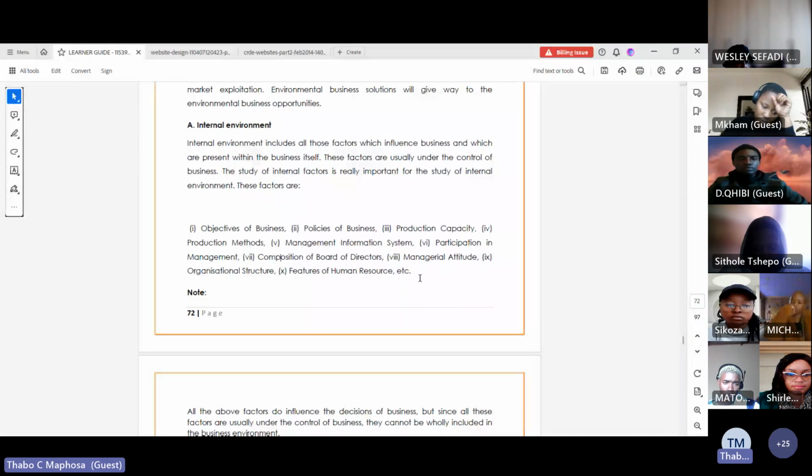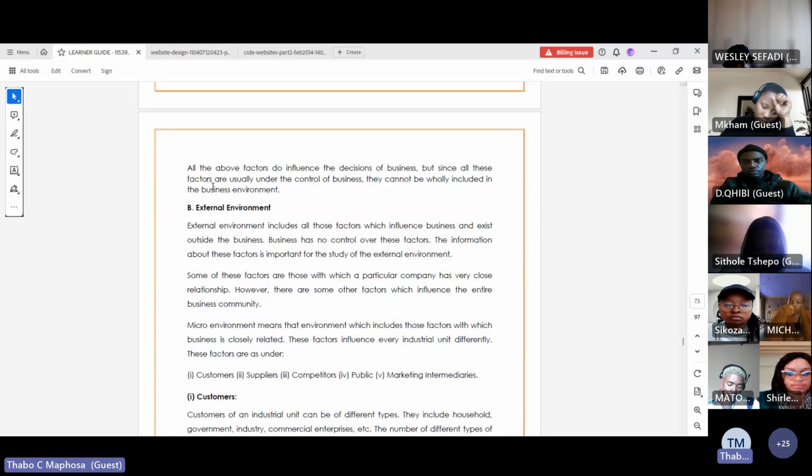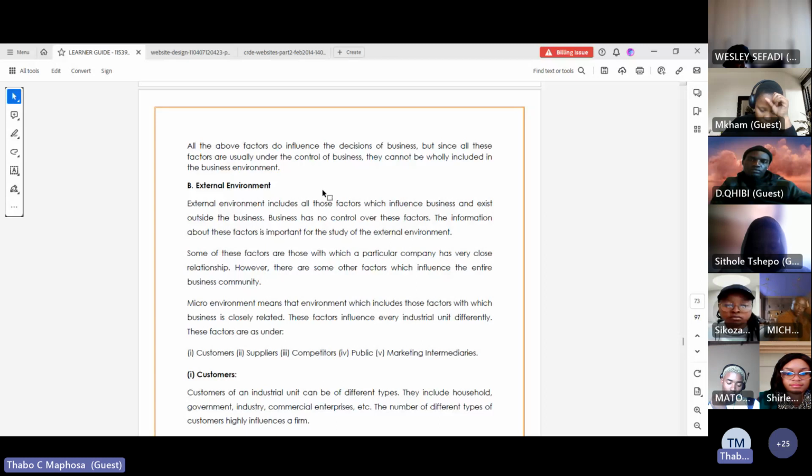But this one tends to be a little bit tricky. And then managerial attitude, the attitude of the managers, can also be changed. The organizational structure can be changed. All of these things. So now they're saying that all the above factors do influence decisions of a business, but since all these factors are usually under the control of the business, they cannot be wholly included in a business environment. So not all of them can be controlled.